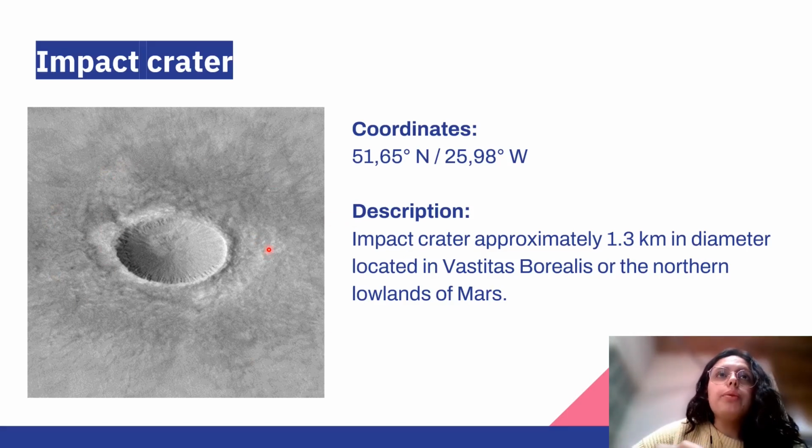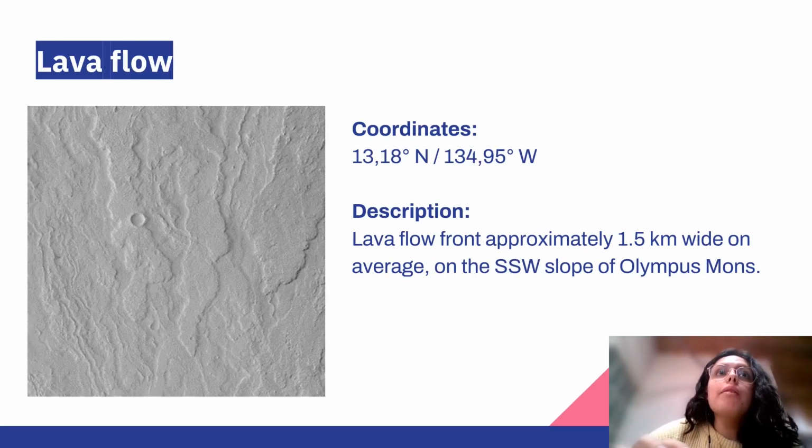It's almost perfectly round with some landslides, and based on this degradation, it seems to be very young. It is located in the northern lowlands of Mars. And for the lava flow, I chose one of the many flows on the slope of Olympus Mons. This is in the southwestern part of the volcano, and these are useful because the images allow the identification of flow fronts and the superposition of different volcanic events.